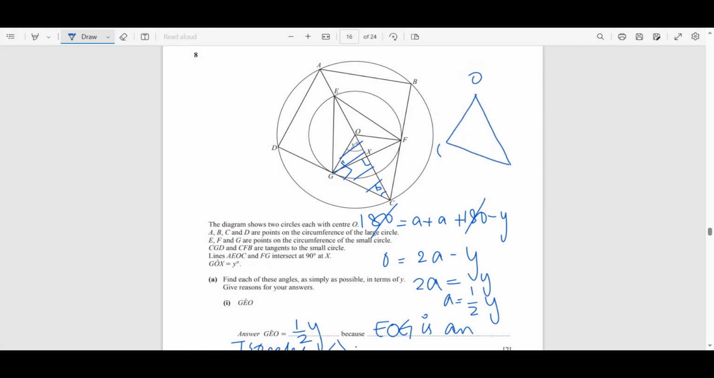This is O, this is G, and this is C. This is angle B we need to find out. I just named it B. This is Y and this is 90. So if you want to calculate the angle B in terms of Y, it's going to be 90 plus Y plus B equals 180. And Y plus B equals 90. And B equals 90 minus Y.